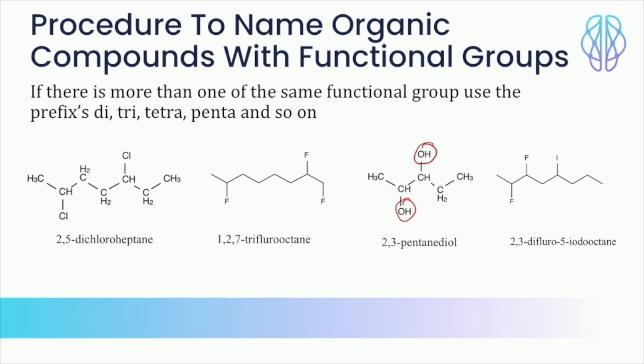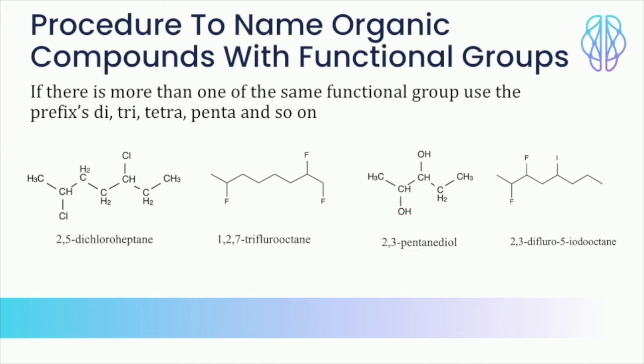So how do we name this? Same thing, 2, 3 dash. However, we don't write dihydroxy. We write pentane diol. So instead of pentanol, it's pentane diol. And if there were three hydroxys, you'd number it 2, 3, and it might be in the 4th place, 2, 3, 4, and then it'd be pentane triol, and so on and so forth, right?